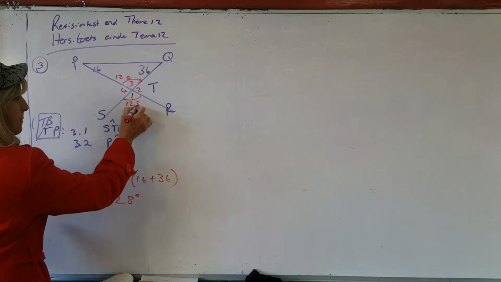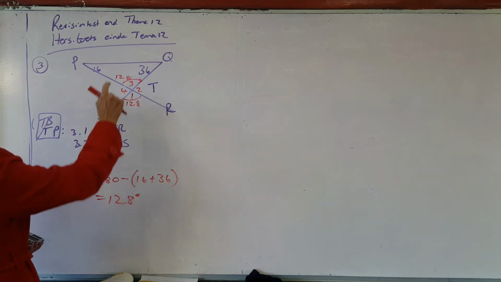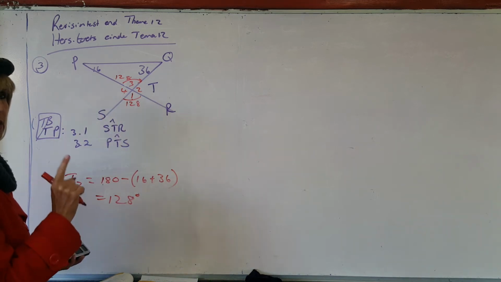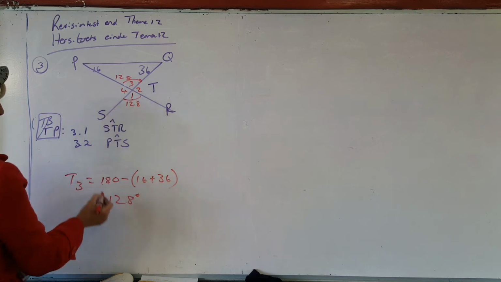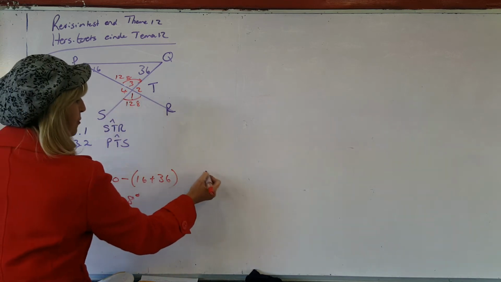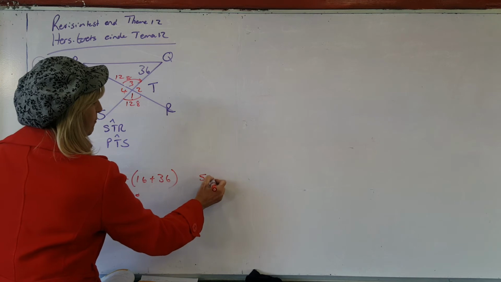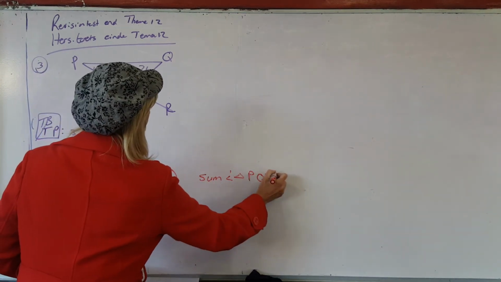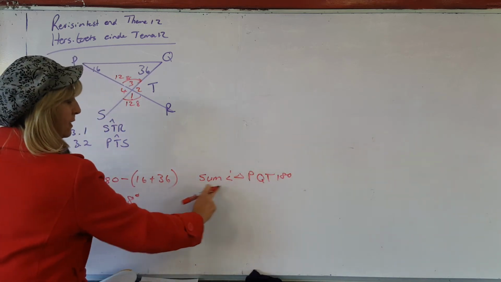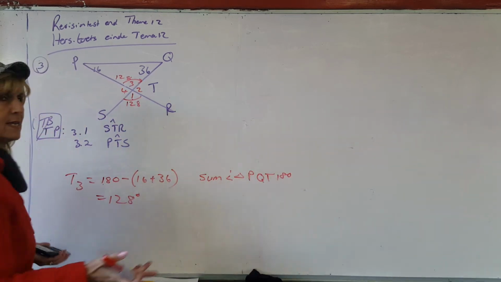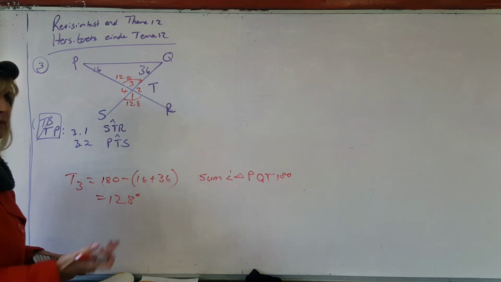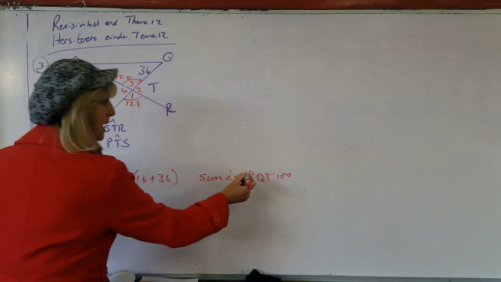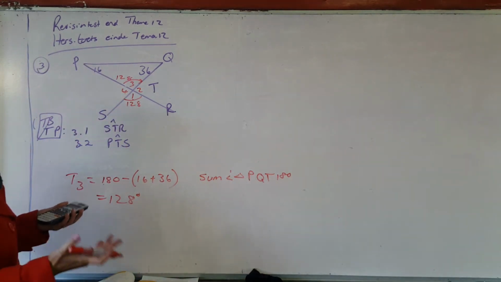Meaning that this is going to be 128 because they are vertically opposite angles. So if that then is 128, what is my reason? So this is the sum of the angles of a triangle, and triangle PQT if you want to, is 180. It is not really necessary to name the triangle, because there was only one triangle, so you don't really need to name it because there wasn't a confusion.